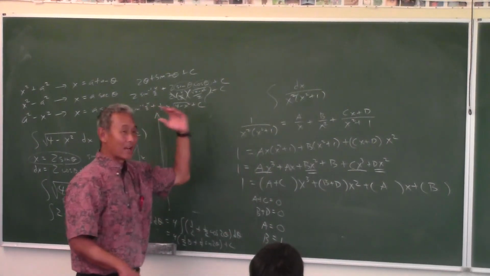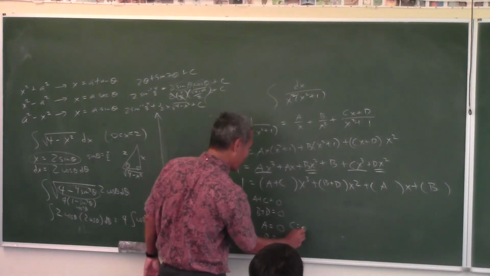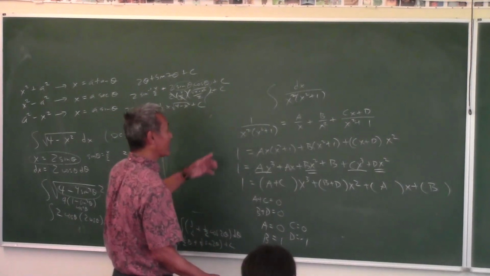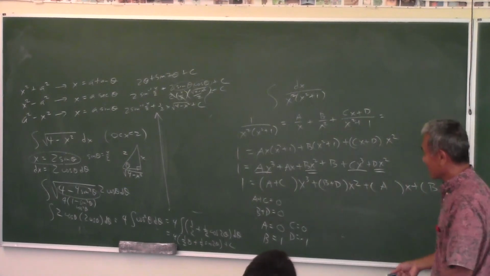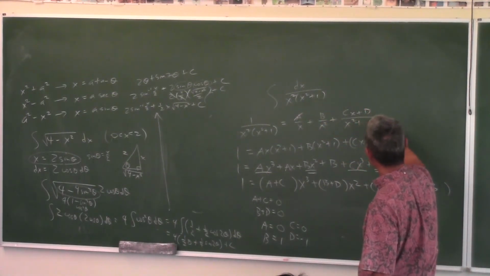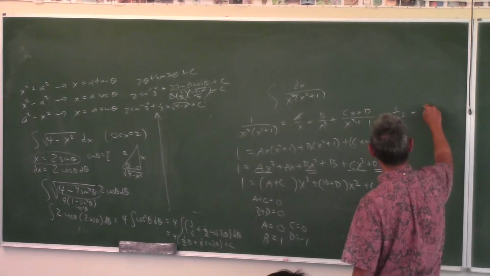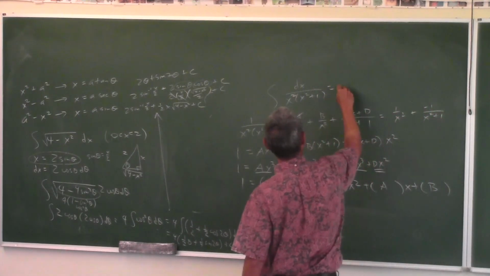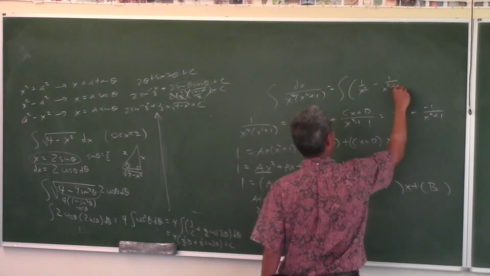So according to this, we don't even have to do a hybrid. It's right in front of our face. If A is 0, doesn't that mean C has to be 0? Yeah. And if B is 1, D has to be negative 1. So anyway, the technique is the important thing. So this becomes 1 over x squared, and then C is 0, so you just have D, which is negative 1 over x squared plus 1. There you go. So this integral is equal to the integral of 1 over x squared minus 1 over x squared plus 1.